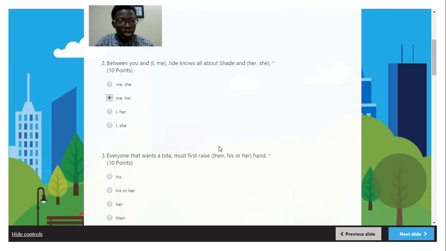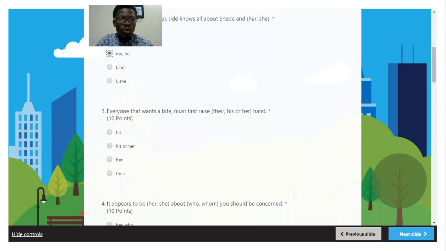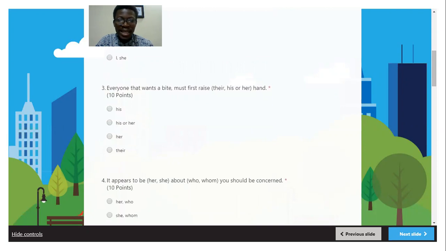All right. So number 3 says everyone that wants a bite must first raise dash hand. All right. So remember, everyone is an indefinite pronoun. And the trick for indefinite pronoun simply says you don't pick a particular gender, or you don't even go for the plural. You simply maintain the singular because it says everyone. So everyone that wants a bite must raise his or her hand. That's the answer.